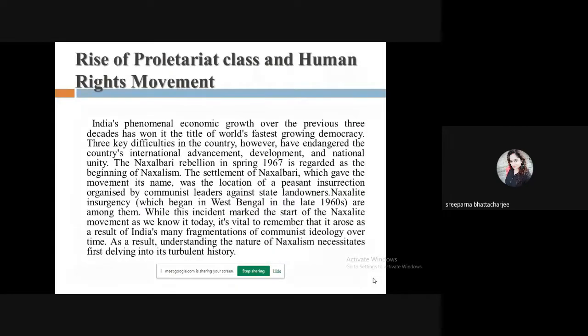Okay. Next point, I have entitled it as Rise of Proletariat Class and Human Rights Movement. So, proletariat, this terminology is something that I have borrowed from Karl Marx, and it refers to the working class people. Okay, so this is a phenomenon, as I said, that we are continuously striving for protecting democracy. Here again, we find that the struggle continued.